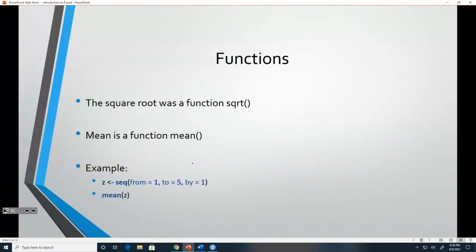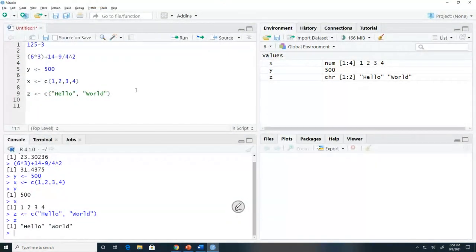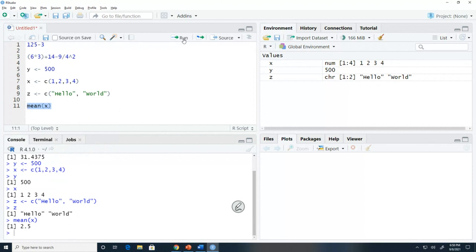Next thing is functions. So we already did the square root function. There's several other functions, like we can do mean. Let's see, I wanted to do mean of x. And then it'll run the mean on that vector of numbers.